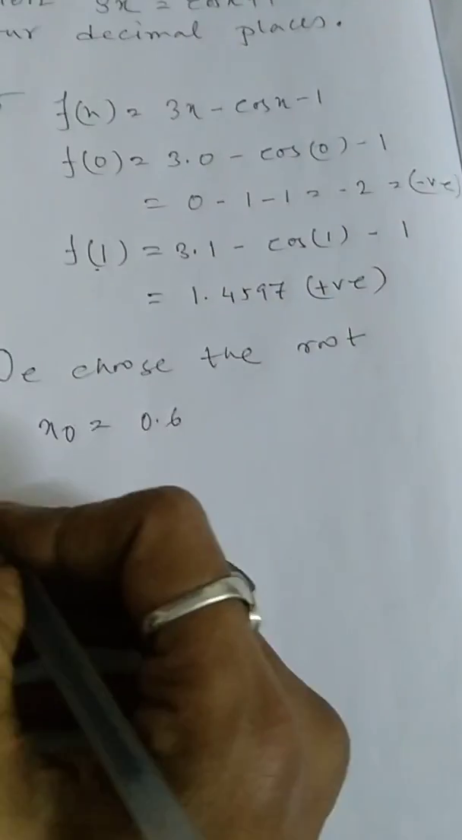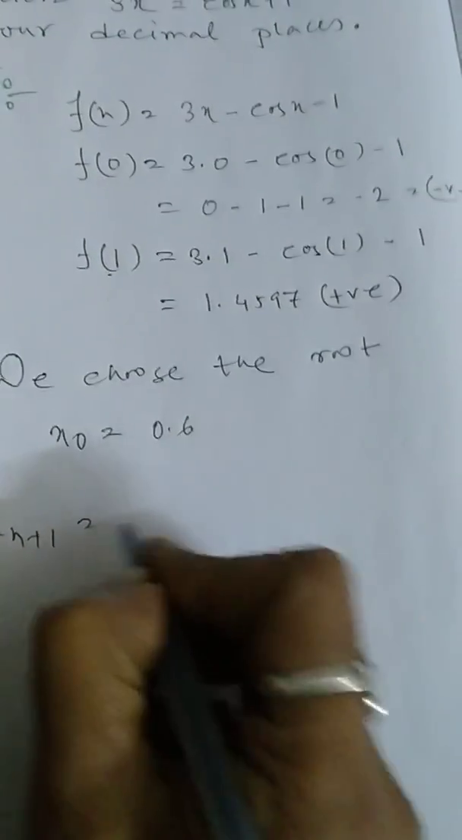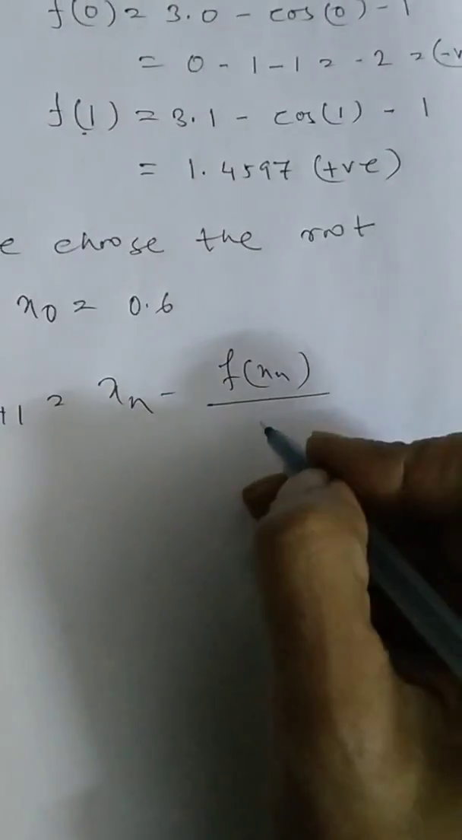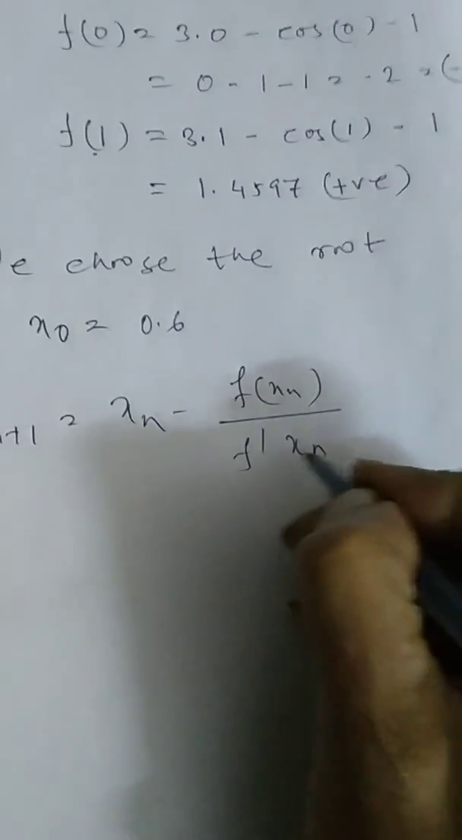As we know, the Newtons Raphson method is x(n+1) equals xn minus f of xn divided by f dash of xn.